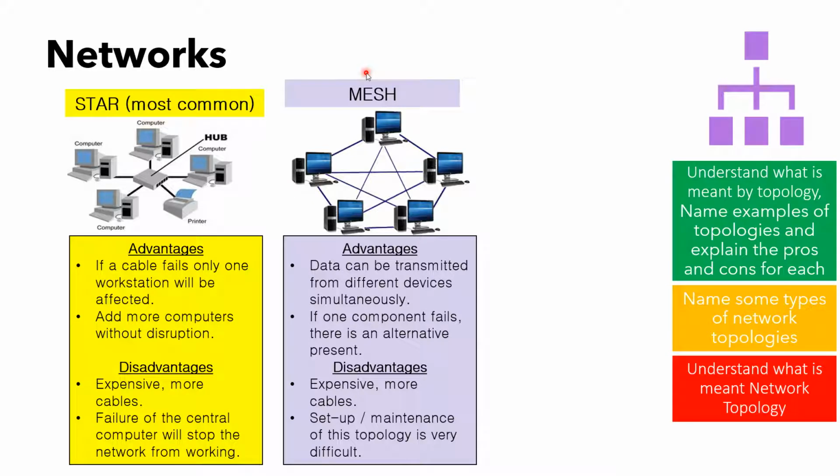Next one is called a mesh. You see it's a bit all over the place. Data travels through all of these lines. Every single one of these lines carries data. The pros of this are that data can be transmitted from different devices simultaneously. So data can go through all these devices fine. If one component fails, there is an alternative route.